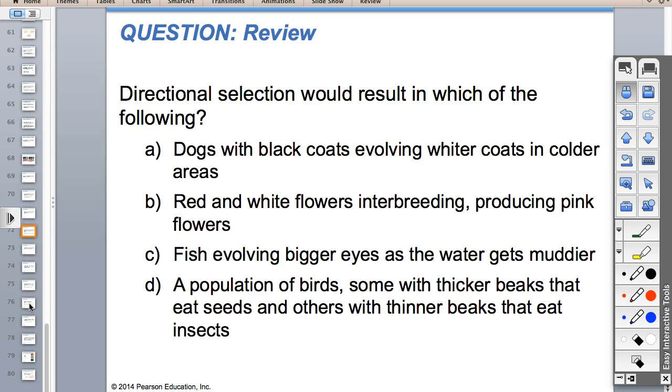Do you see? So C, fish evolving bigger eyes as the water gets muddier. C is directional selection. I could see that. Okay. A population of birds, some with thicker beaks. Okay, this is actually disruptive. So our choices are really between A and C. I think because that is really completely opposite, I really feel like C is a better answer. I feel like C is the best answer. But if you put A, I could understand that. But they're not going to completely change colors to the opposite, right?